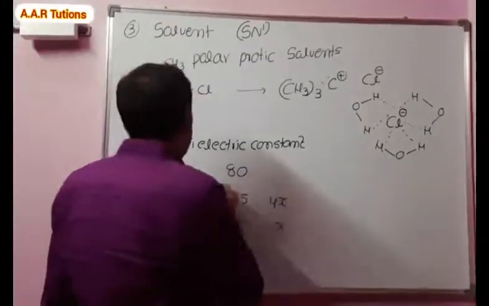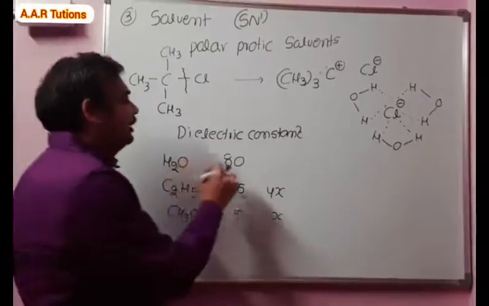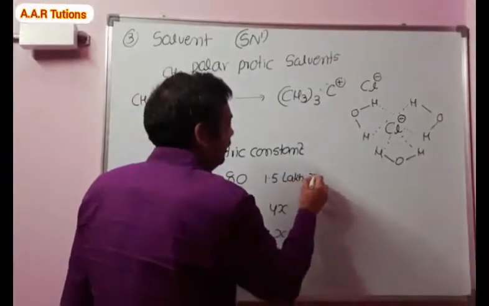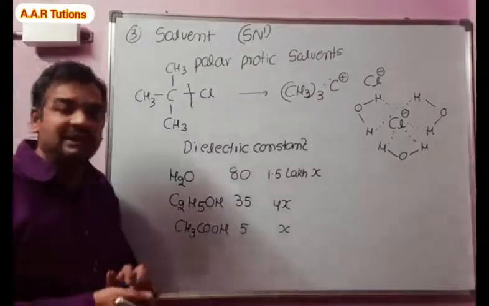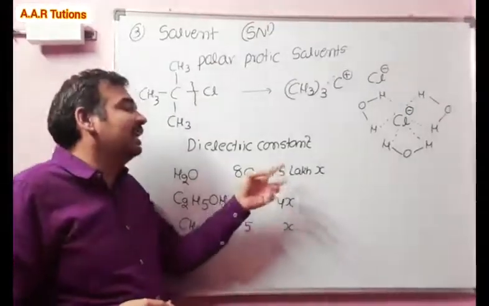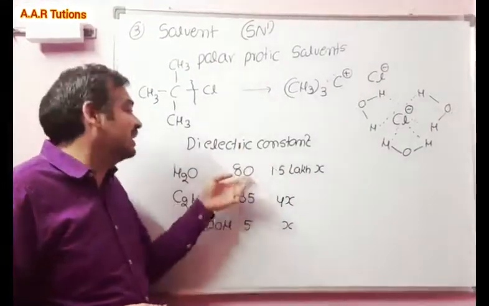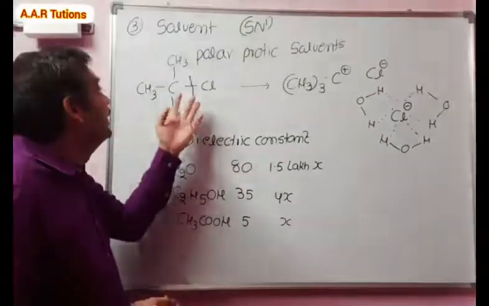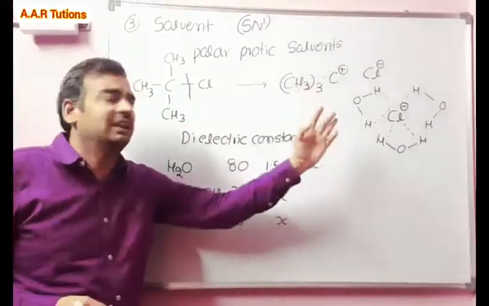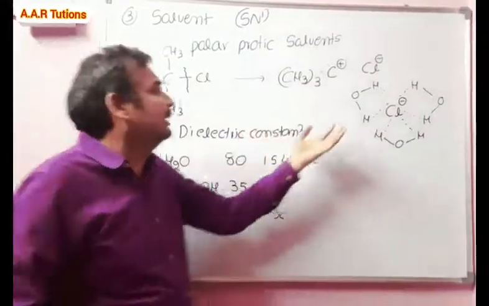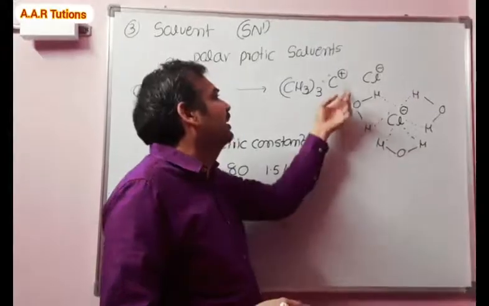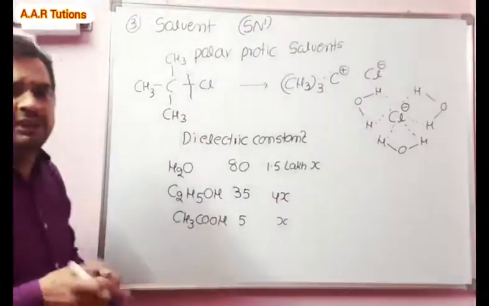Now you can see that the rate of reaction in the case of water is around 1.5 lakh times more than the rate of reaction in acetic acid. If acetic acid is X, the rate in water is 1.5 lakh times more. Why? Because the dielectric constant is more. If the dielectric constant is more, the C-Cl bond readily undergoes polarization. As a result, the equilibrium shifts towards the forward direction, and protic solvents immediately surround the chloride ion. So immediately H2O will attack to give the final compound, by nucleophilic substitution unimolecular.